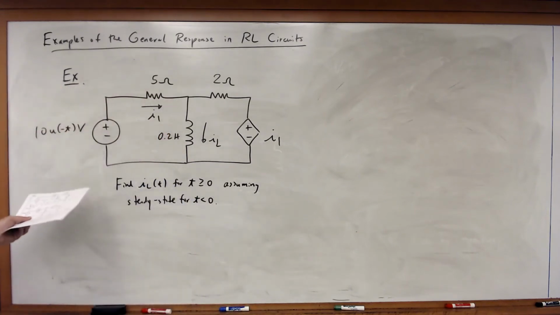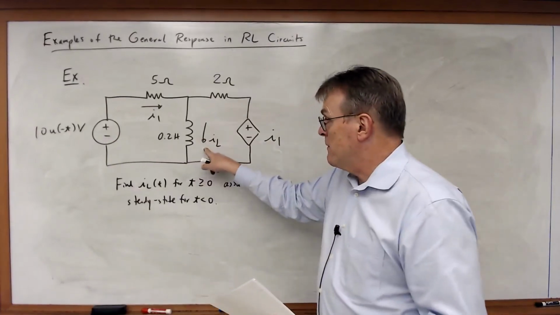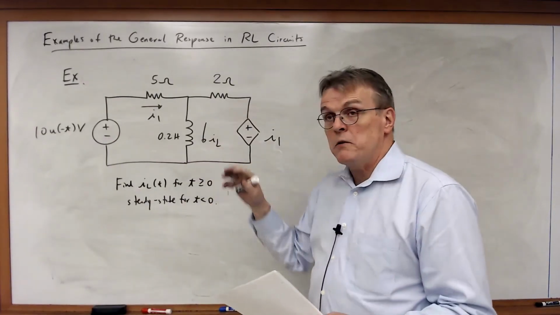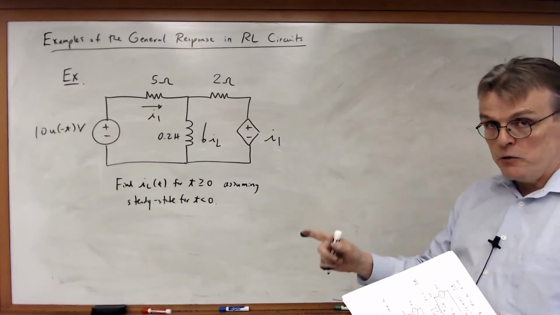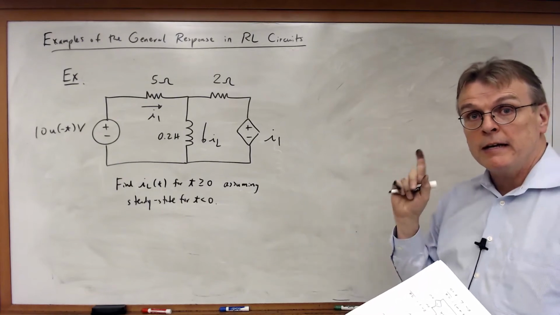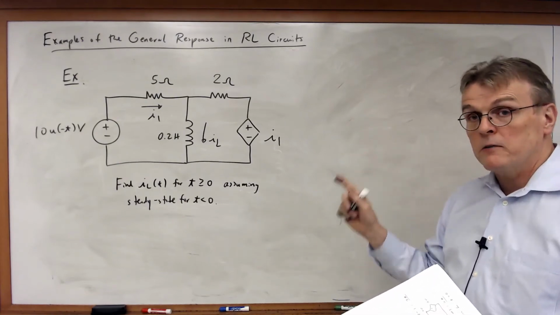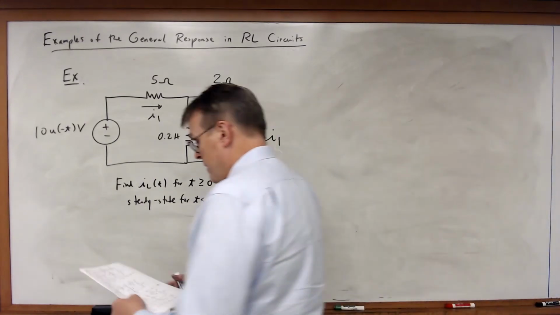So once again, since we're trying to find the current through the inductor, we can use the general solution equation. So what do we need to find? Initial condition, final condition, and the equivalent resistance across the inductor, so we can calculate tau. So let's go ahead and do that.